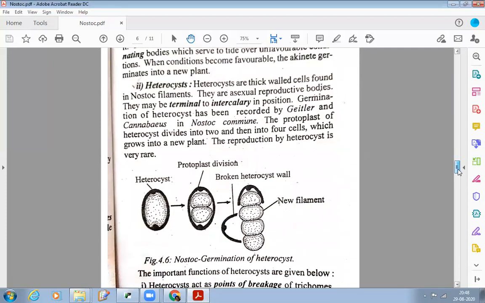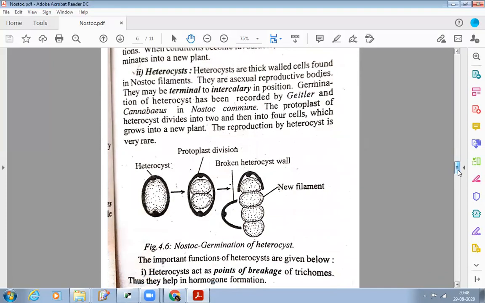Okay. Next is a heterocyst. So heterocyst is a very rare mode of reproduction. Heterocysts are thick-walled cells found in the Nostoc filament. They are asexual reproductive bodies. They may be terminal or intercalary in position. Germination of heterocysts has been recorded by Gettler and Canavius in the Nostoc commune.